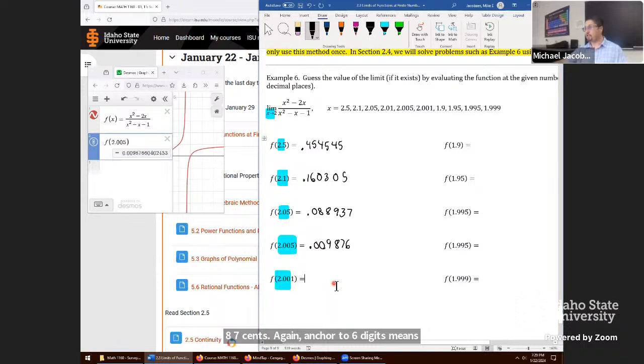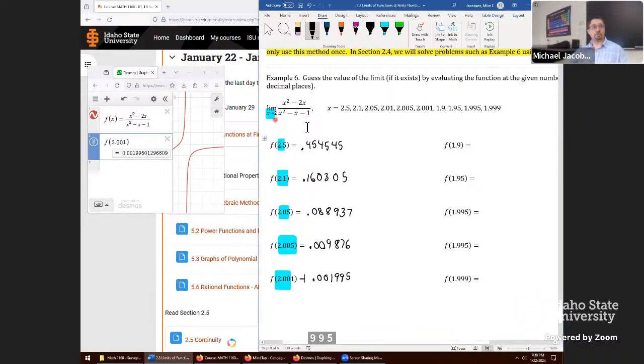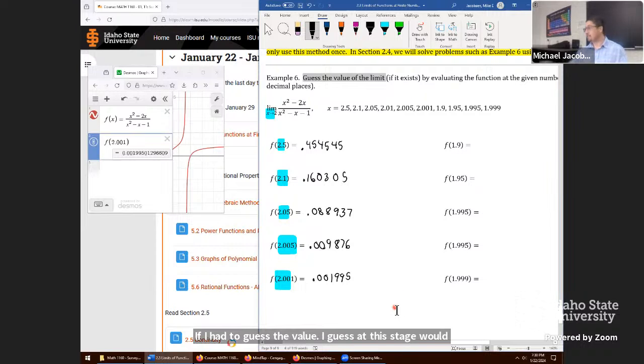Then on the last step, it's 2.001. Let's change that to a 1. And we now have 0.001995. And certainly as we got closer and closer to 2, the outputs themselves do look like they're getting closer and closer to something. If I had to guess the value, my guess at this stage would be 0. But that is a truly flawed guess.